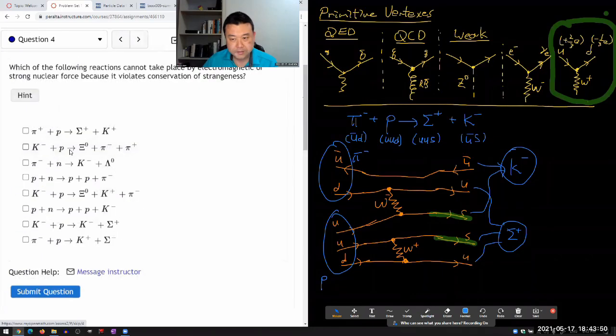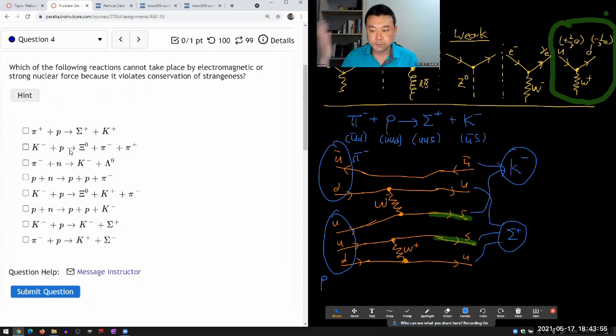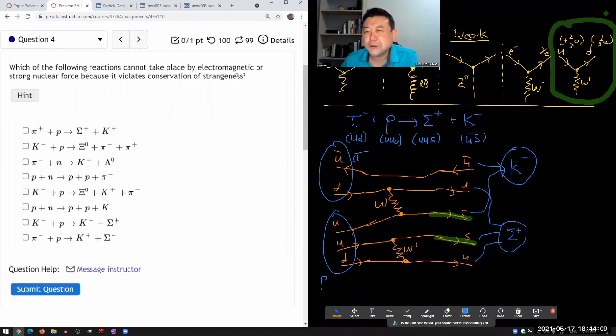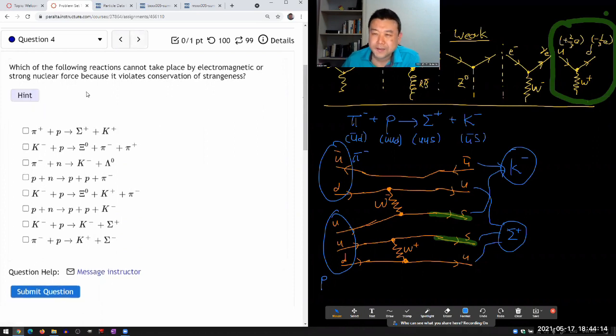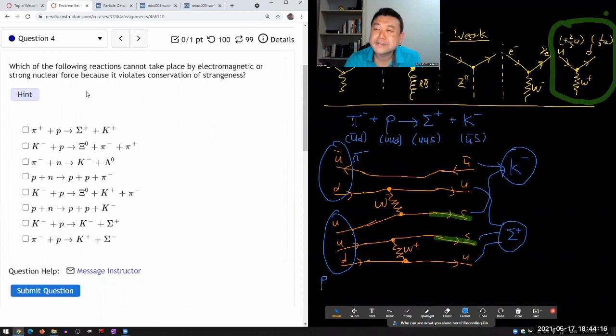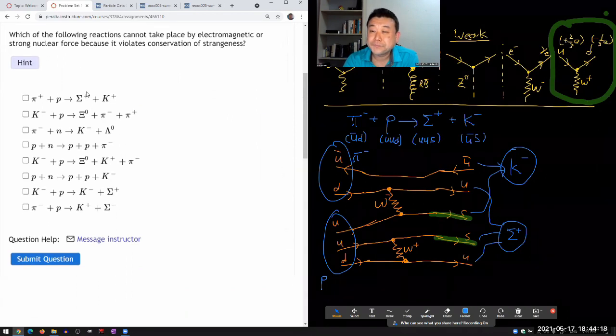So let me just answer the question first so that we are covering what's important first, and then I will come back and do the Feynman diagrams. So question four asks, which of the following reactions cannot take place by electromagnetic or strong nuclear force because it violates conservation of strangeness? What if it violates something else? I guess I'm hoping that it won't violate anything else. I'll do that check as we are going through.